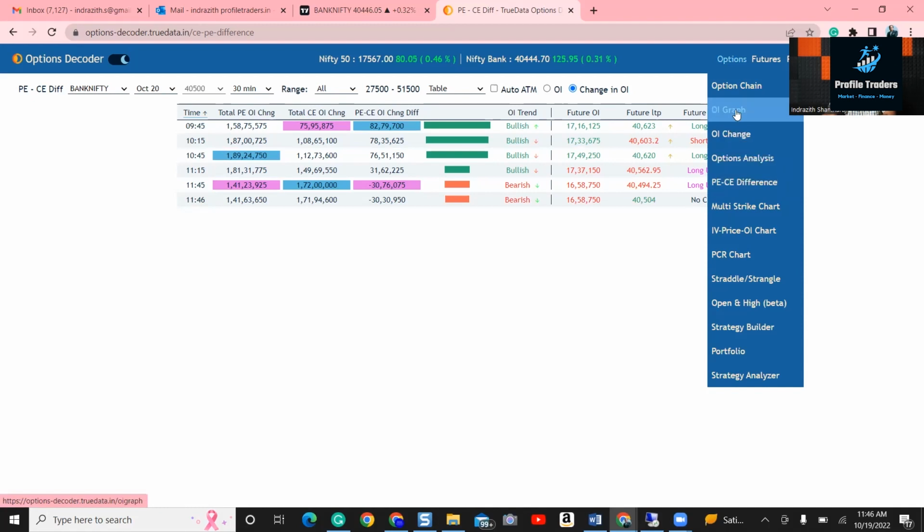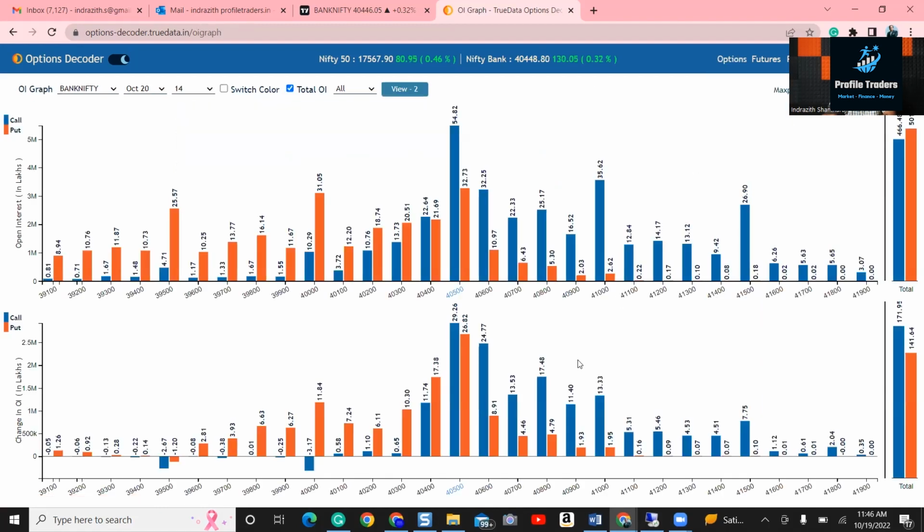Now you can also go to the OI graph. What the OI graph does is it gives total OI and OI change information in vertical bars actually. If you look at this, it is very clear that huge call option selling is going on at 40,500 in Bank Nifty at this point of time. This is overall total OI. The maximum OI change occurred today at the 40,500 strike price. Again in that, call option selling is a little high compared to put option selling. So this is the information.